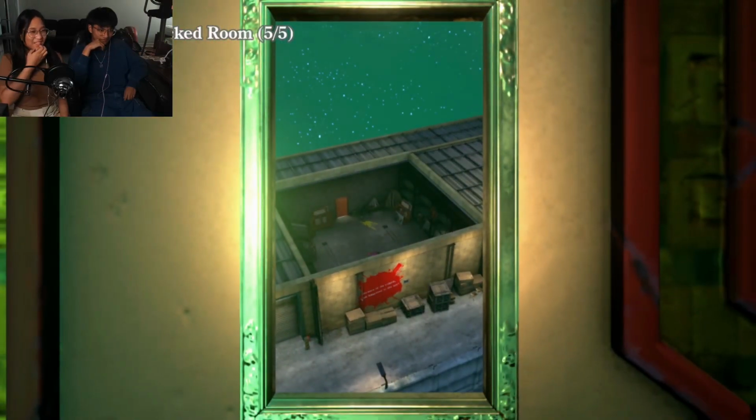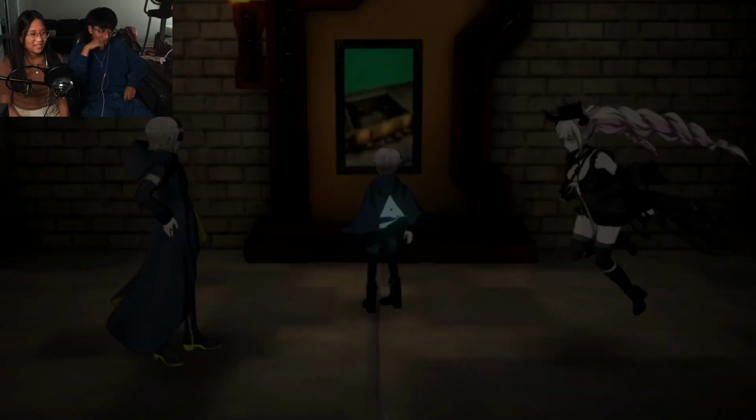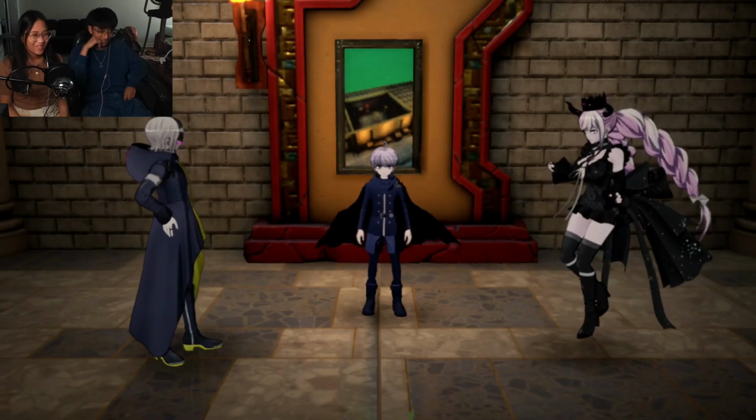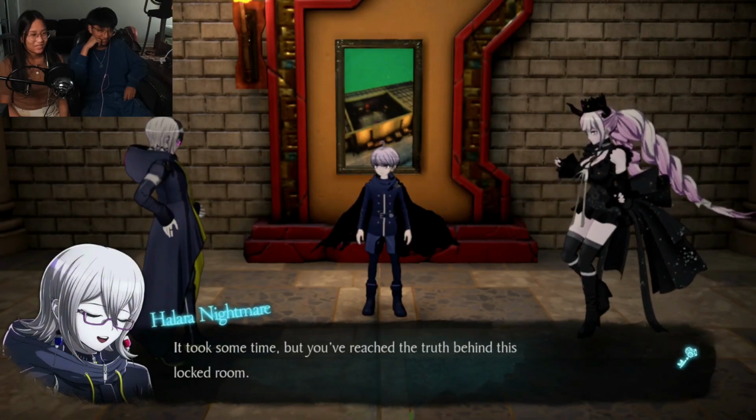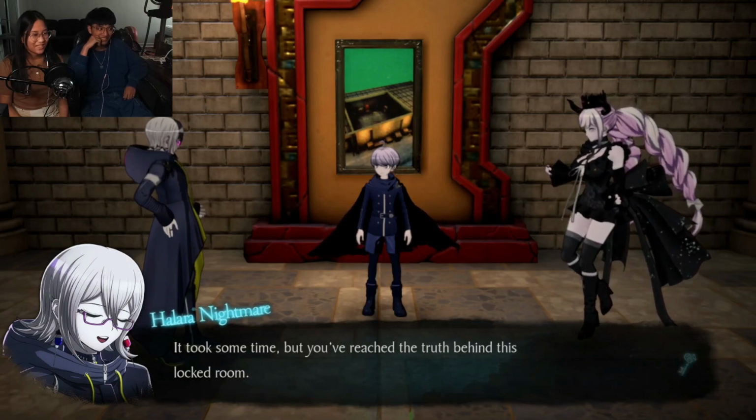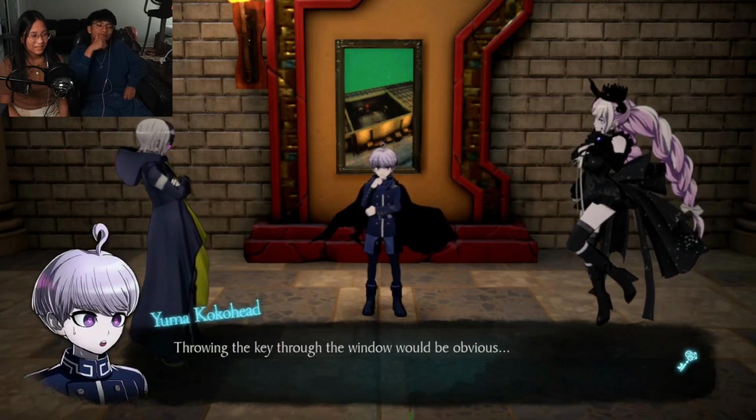Okay, actually, I would never have thought of that. That's pretty interesting. I mean, I already knew that, so. Totally. Yeah. You knew everything. Yeah, me and Shin. It took some time, but you've reached the truth behind this locked room. Throwing the key through the window would be obvious.